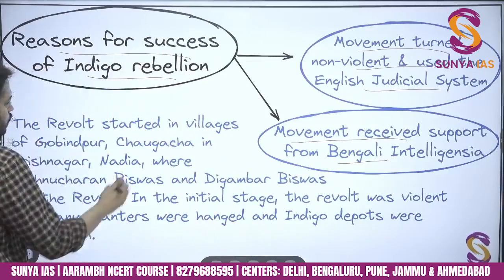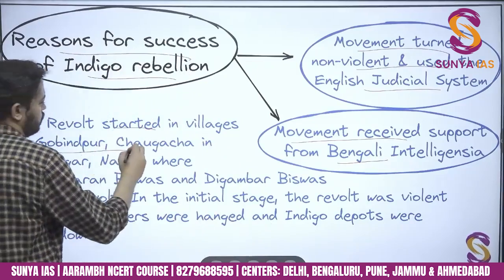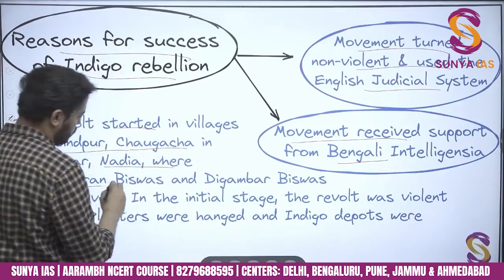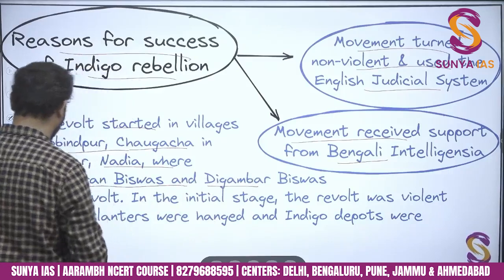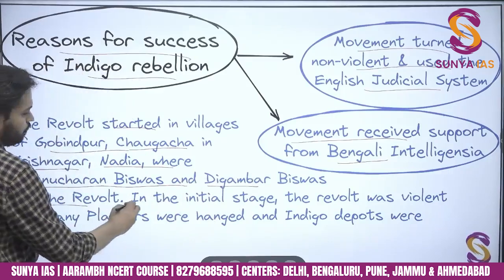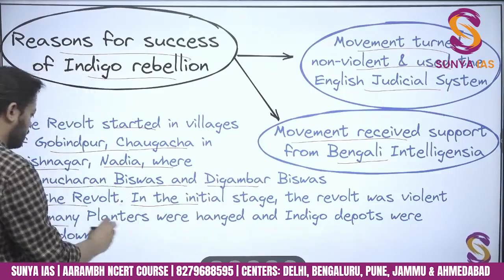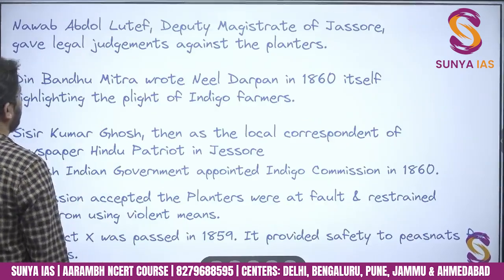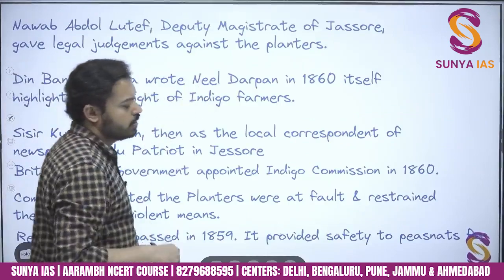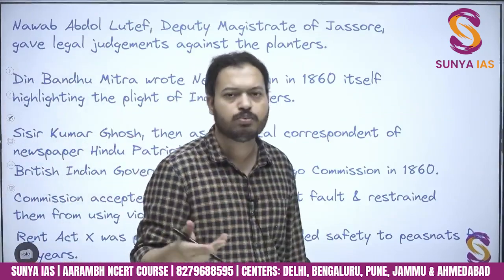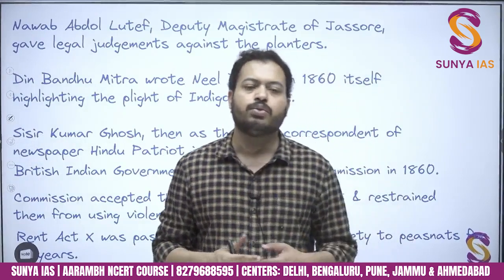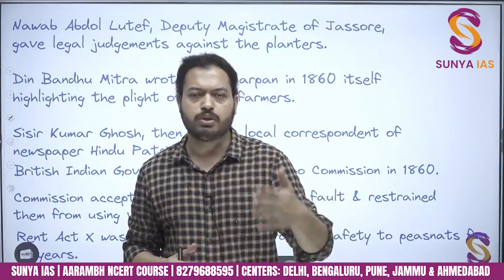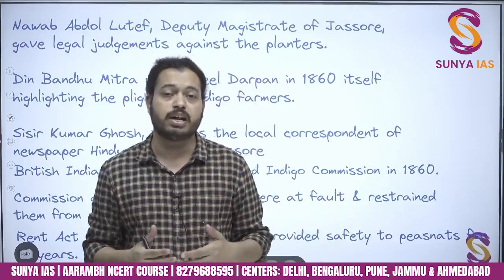The revolt started initially in the village of Govindpur, Chaugacha in Krishnanagar, Nadia district, where Vishnu Ran Bishwas and Digambar Bishwas led the revolt. In the initial stage, the revolt was violent and many planters were hanged and indigo depots were burned down. But then, a few of the people who played the role of turning the violent protest into non-violent agitation and using the judicial model, if you can remember a few of the names, this will be good.